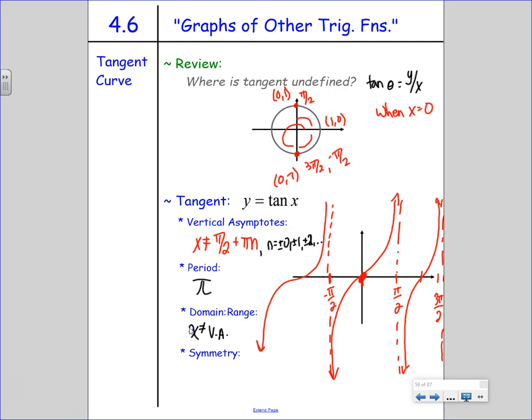All the x's are fine except for all the vertical asymptotes. So all these pi over 2 plus pi n, pi over 2, 3 pi over 2, 5 pi over 2, 7 pi over 2, all of those are going to be illegal. All of those are going to be left out of the domain. But the range, if you guys look at it, how low does this guy go? Negative infinity. And how high does he go? So the range is going to be all real numbers.